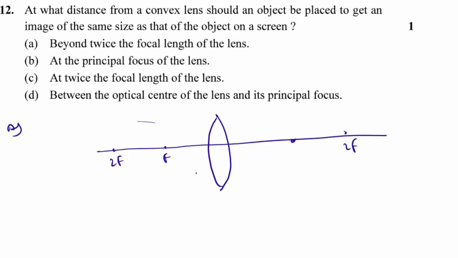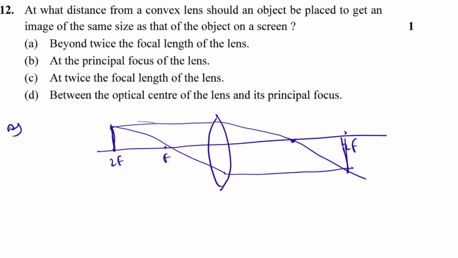So if you want to get the same size, the object has to be placed at 2 times the focus. Why? Because if a ray goes parallel, it will come through the focus, and if it passes through the focus, it goes parallel. If it is parallel, it goes through the focus, and if it is passing through the focus, it will go parallel, and these two refracted rays get combined at this point, so here the image will be formed, of the same size. The answer should be twice the focal length.